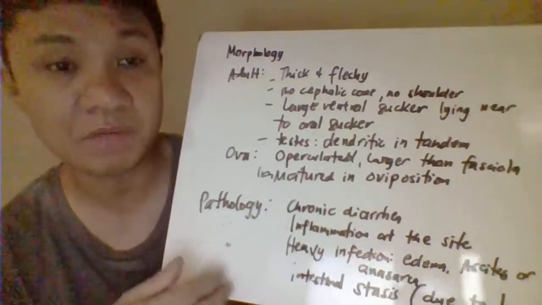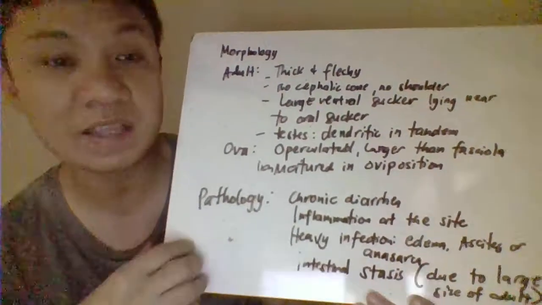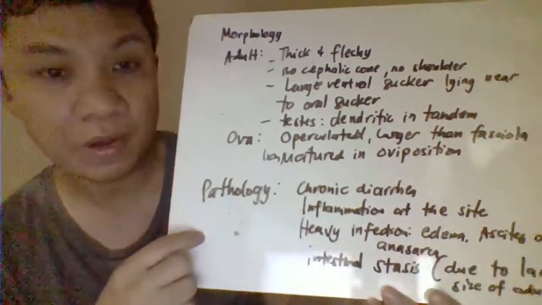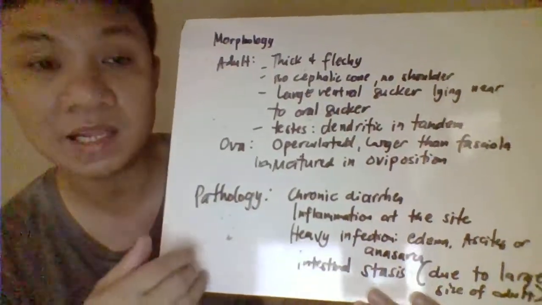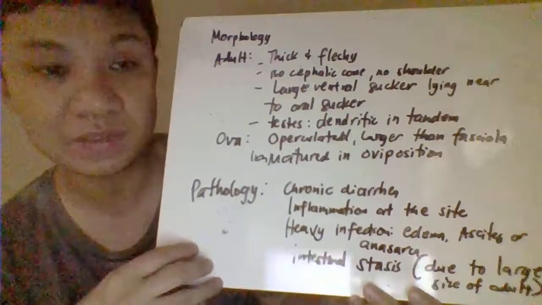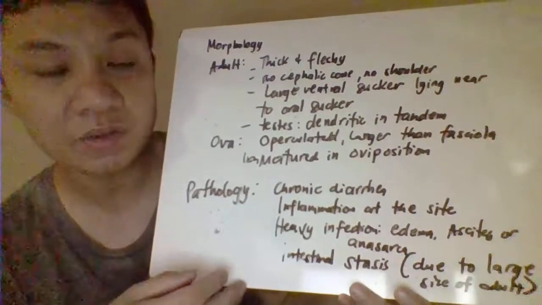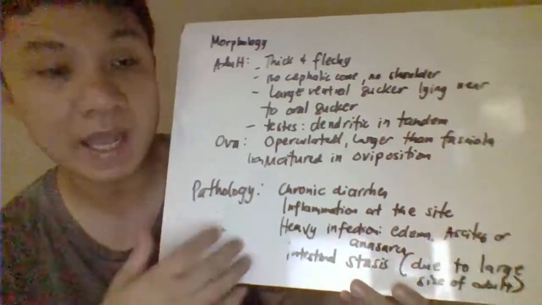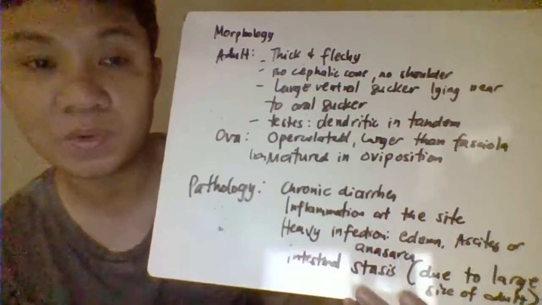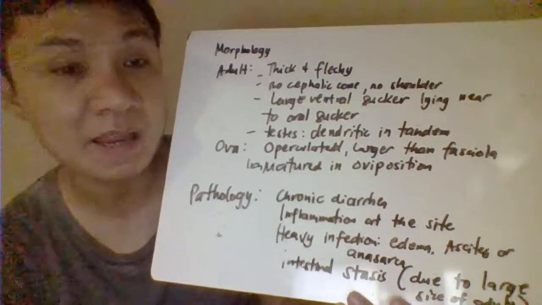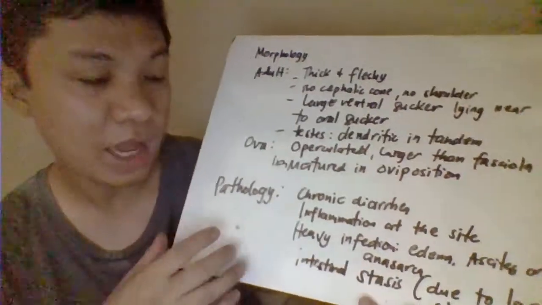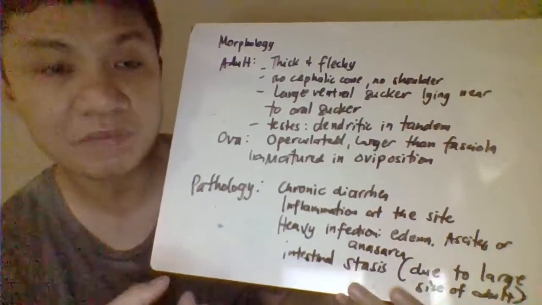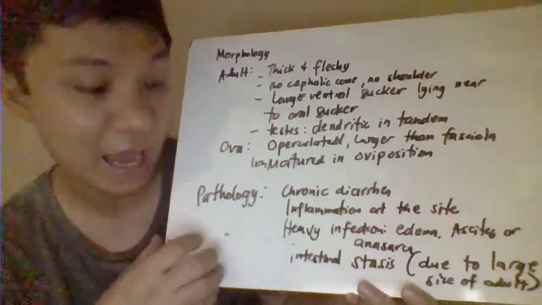Both Fasciola hepatica and Fasciolopsis buski are unembryonated, unsegmented, or immature during laying or oviposition. Okay, for the pathology, since this is an intestinal fluke, it causes intestinal manifestations like diarrhea. It also causes edema in heavy infection, in the form of anasarca and ascites, which is an accumulation of ascitic fluid. So the patient's abdomen enlarges because of too much water. We also have inflammation at the site in the intestinal tract because of the attachment of the adult worm, because it's its final habitat.